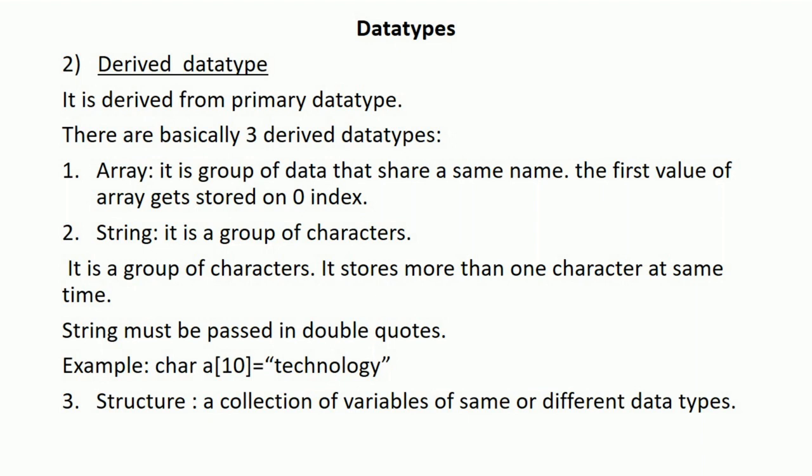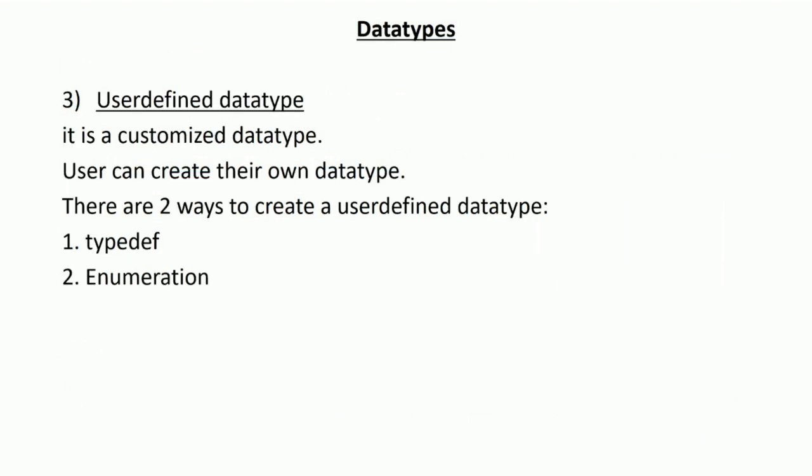Okay, moving towards the final data type. Then comes the user defined data type. User defined data type is a customized data type, which means user can create or define its own data type. For example, there are two ways to create user defined data type, typedef and enumeration, which we will see in programming, that how you can create your own data type. For now, keep this information that user defined data types are created by users, and there are two ways to create them, typedef and enumeration.